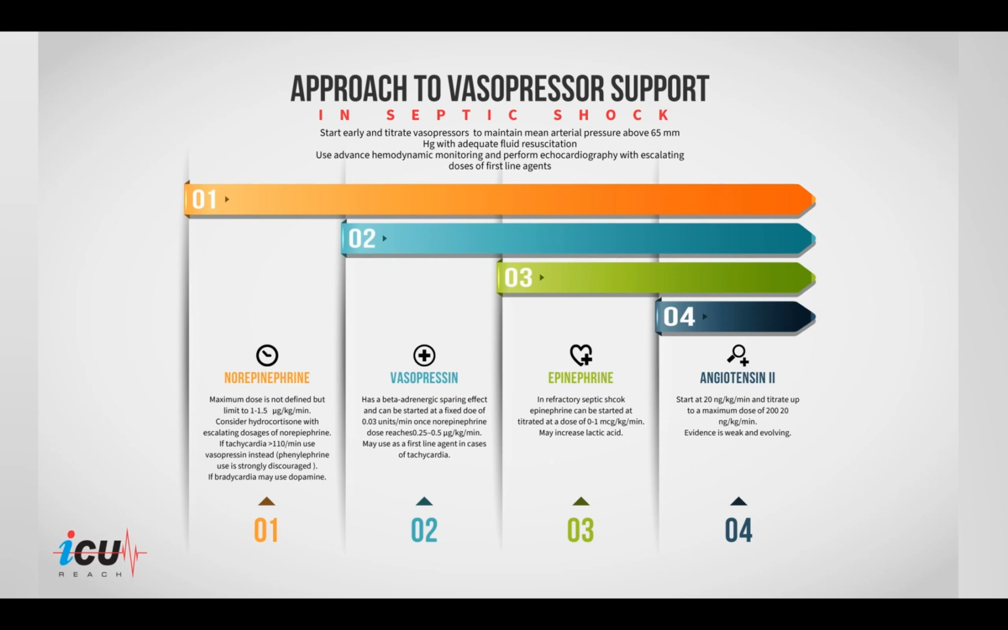As I mentioned, we rarely use angiotensin II agents, but if used, you start at 20 nanogram per kg per minute and titrate up to a maximum dose of 200 nanogram per kg per minute. The evidence for that is very weak, but it is evolving.